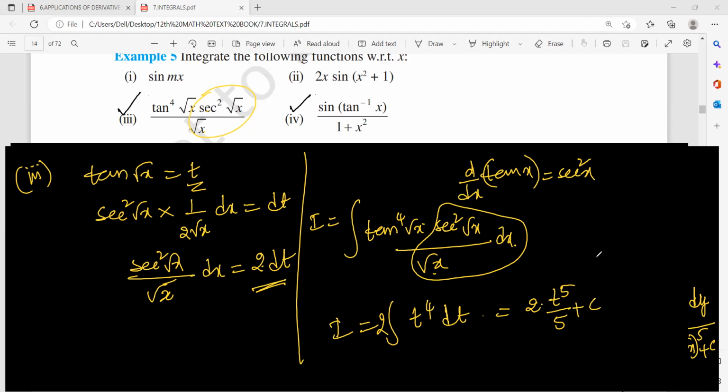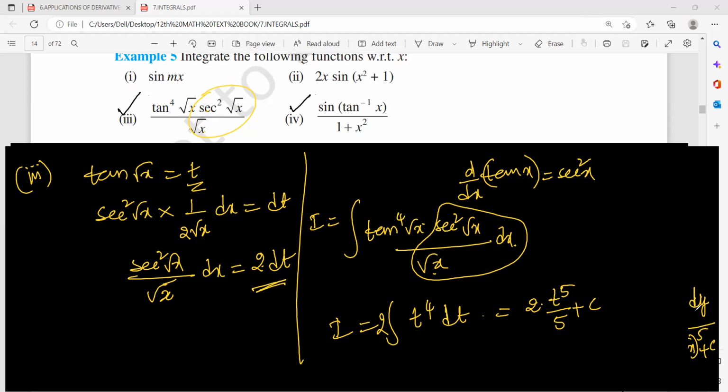Tan root x. In the previous one also you got the same thing. But for the double one you have to substitute there. Double time you have to use the substitution method. Here it's a single thing. This comes by practice. That's the reason you practice here, practice in the school, then you will get it easily.